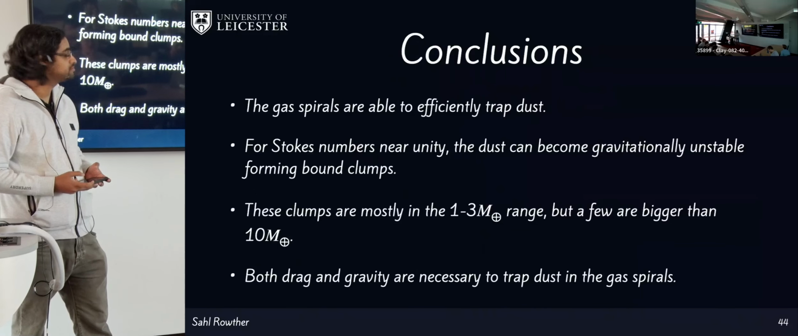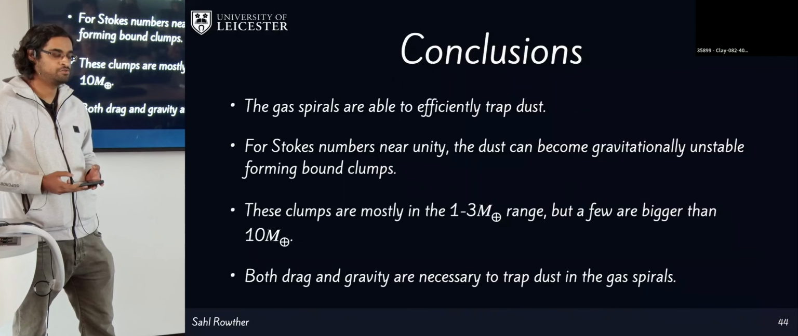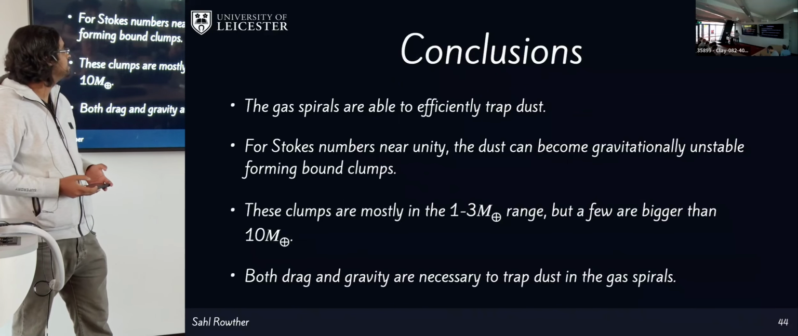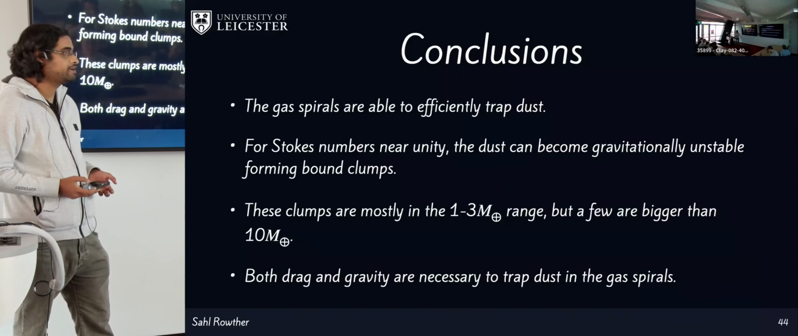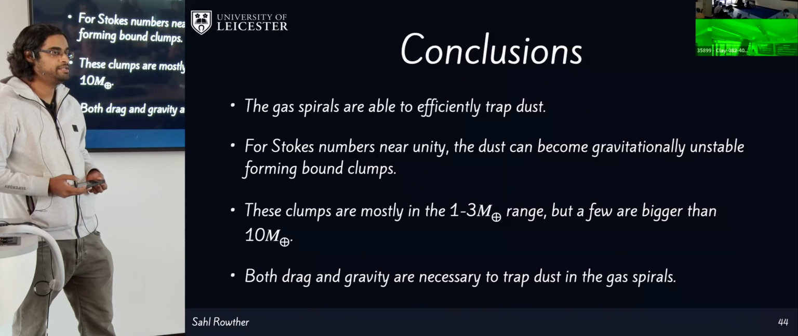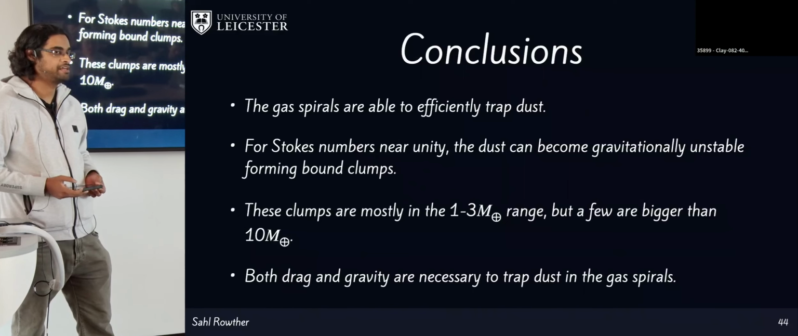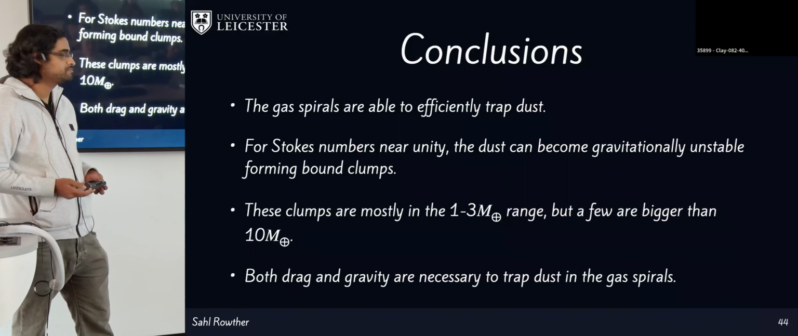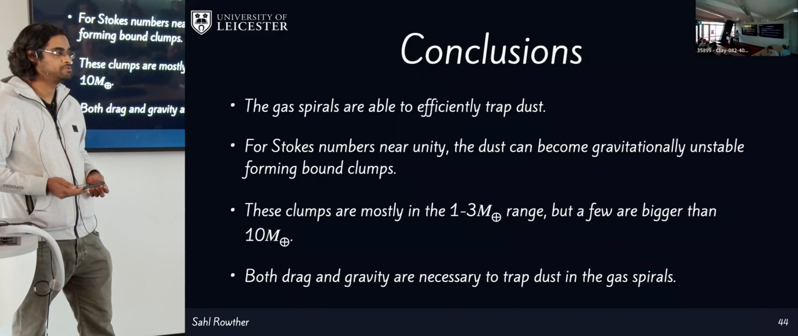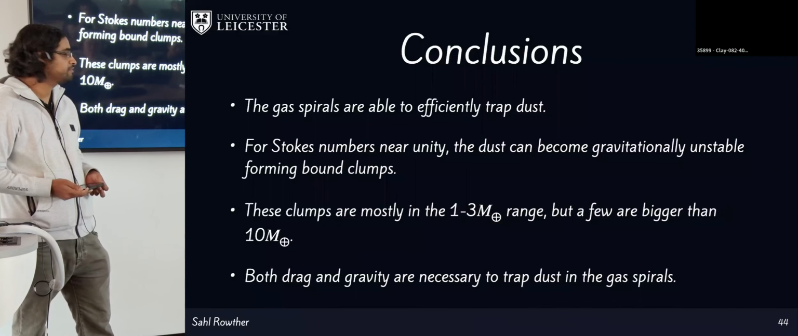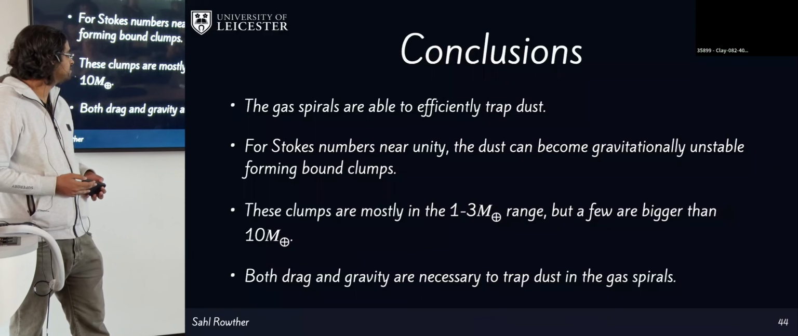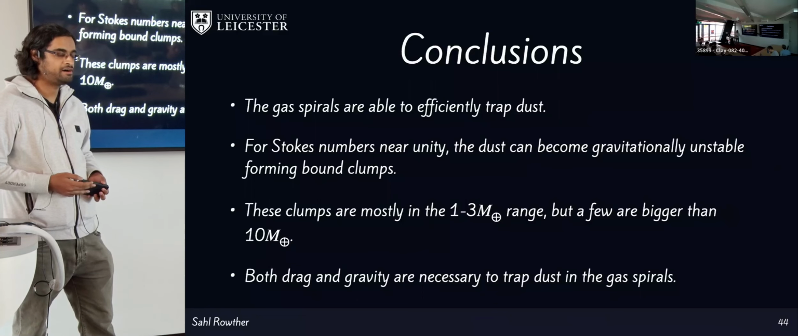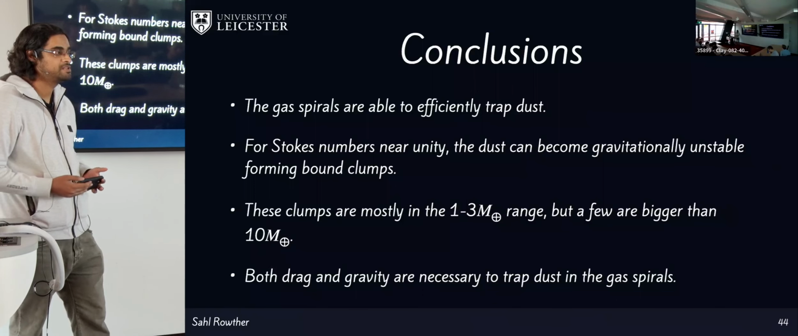So the main conclusion from this work is that the gas piles are able to efficiently trap dust, and for Stokes numbers near unity, the dust can become gravitationally unstable to form clumps, and these clumps are in the 1 to 3 Earth mass range, with a few above 10 Earths. And finally, both drag and gravity are necessary to trap dust in the gas piles.